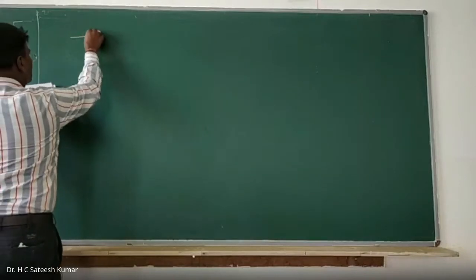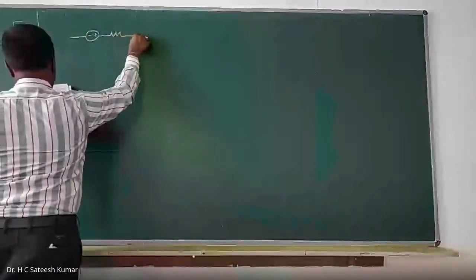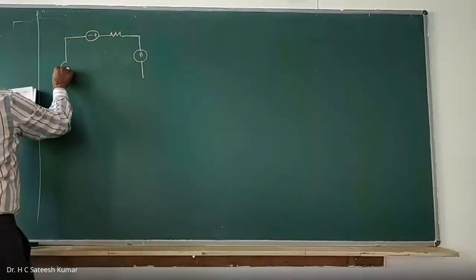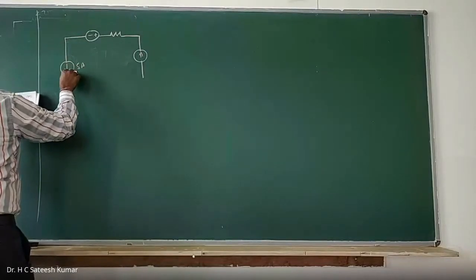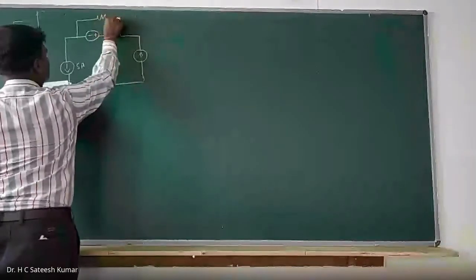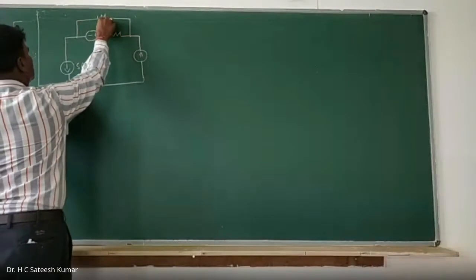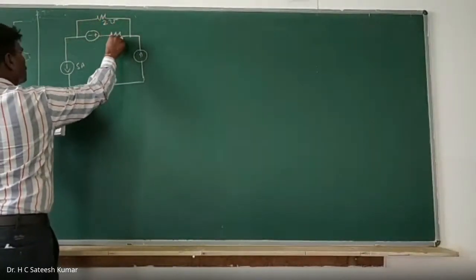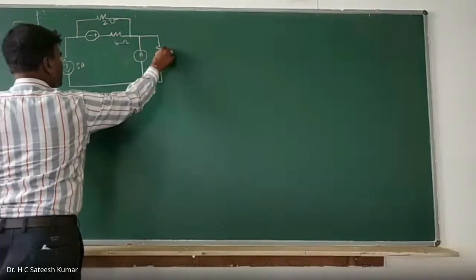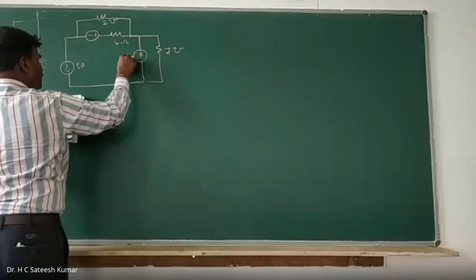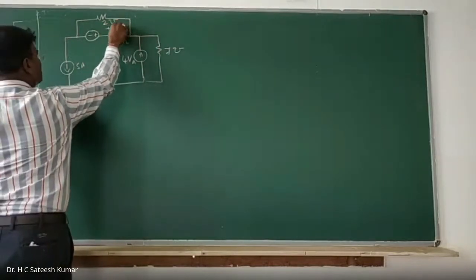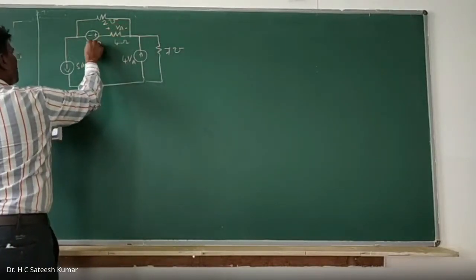Minus plus, one resistance, one more current source, and we have 5 amps, and one resistance, and this is 2 mhos. Everything is given in terms of mhos: 4 mhos, and here one resistance is there, 7 mhos. VA is said, 5 amps. Find VA, plus minus 5 volts.